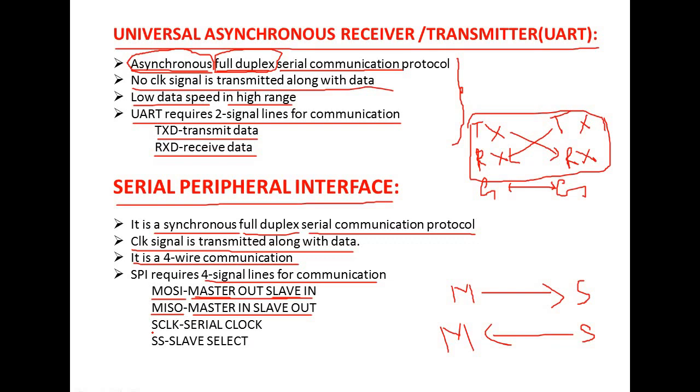And as it is a synchronous communication protocol, clock is transmitted. Therefore, a serial clock line is required. SCLK means serial clock. Through this line, the clock is transmitted from master to slave or slave to master. Next, SS. SS indicates slave selection. It is a single master multi-slave communication. Single master will be there and multiple slaves will be there. You have to select a particular slave to transmit the data. That is done with the help of the slave selection signal, SS.